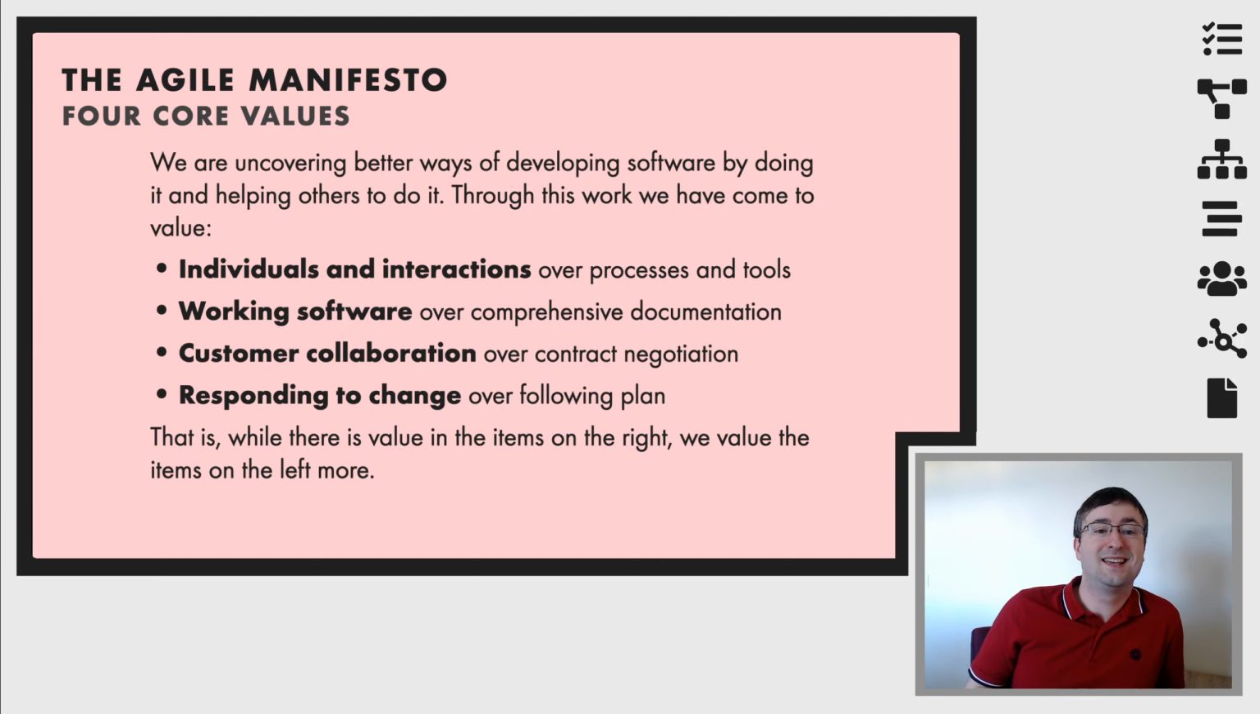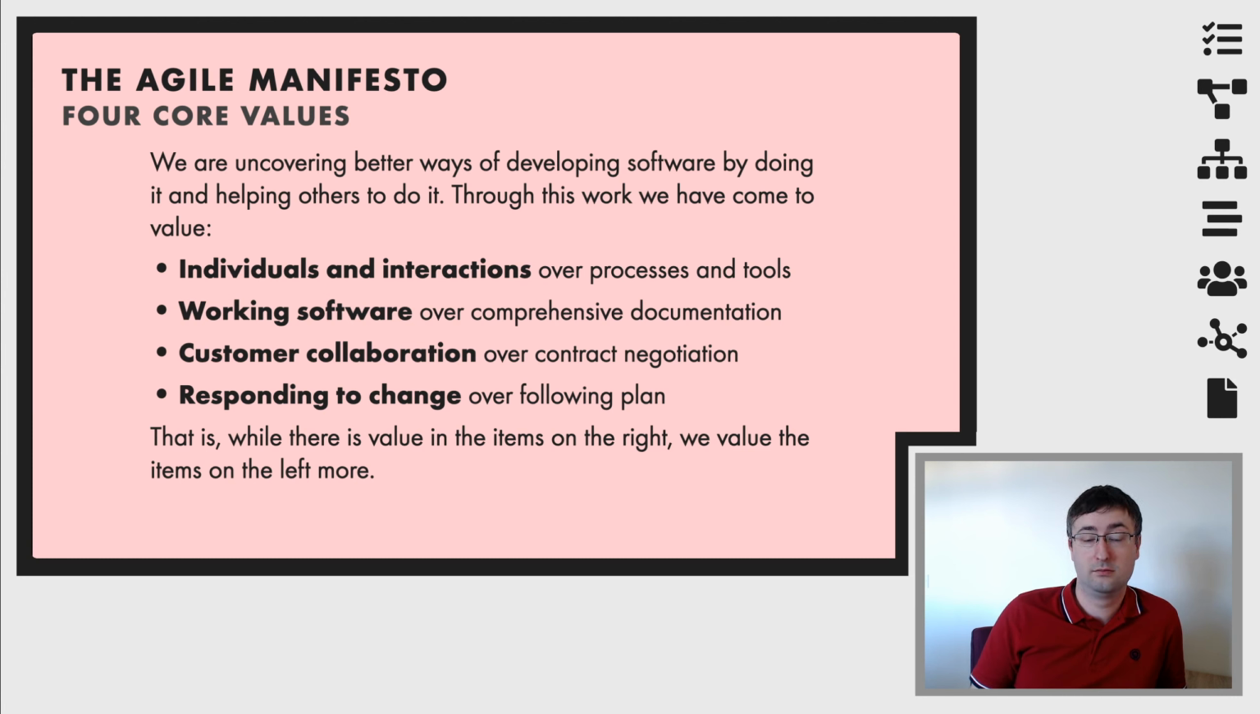And these key values are something that we're going to be coming back to again and again in this module. We're going to be looking at these as things that we can actually push as core principles in software development. And this, what we have here, is something that they explicitly put inside of the Agile Manifesto. So they've said, we are uncovering better ways of developing software by doing it and helping others to do it. Through this work, we have come to value individuals and interactions over processes and tools, working software over documentation, customer collaboration over contract negotiation, and responding to change over following a plan.